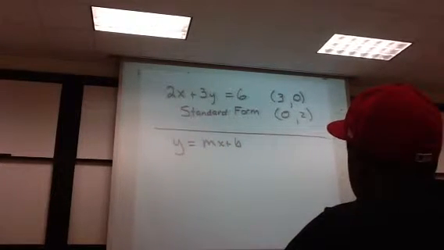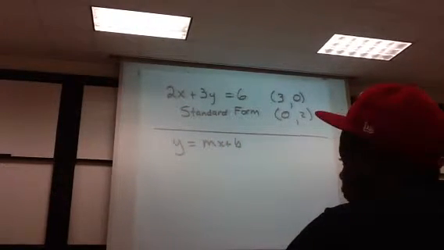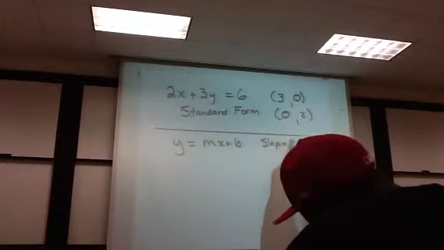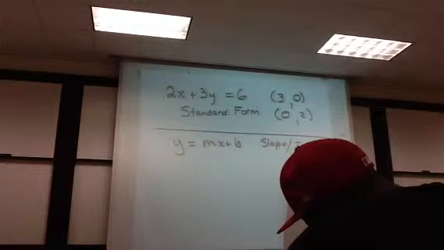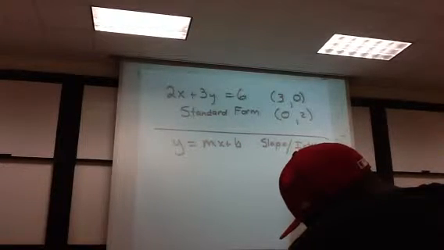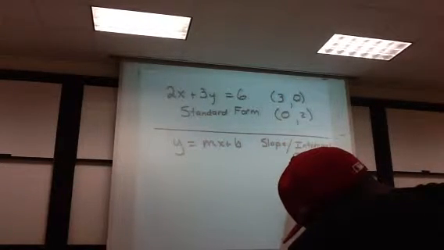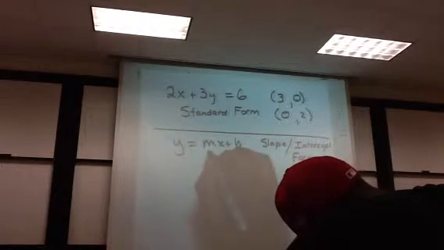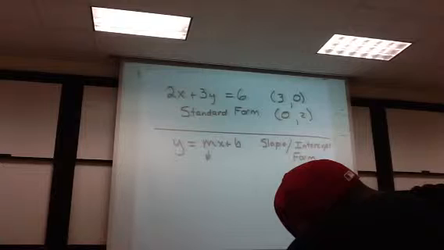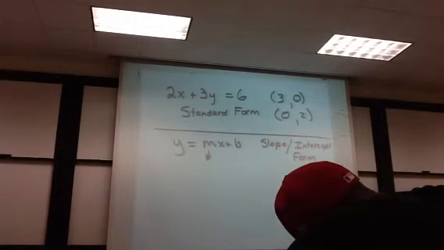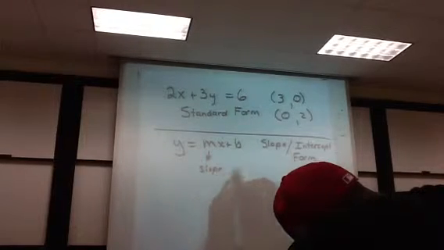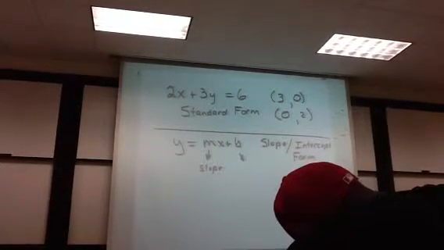You know what that's called? Very good. Slope intercept form. By the way, what does that letter in front of x represent? The slope. It's still m. And b is what kind of intercept? The y-intercept. Very good.